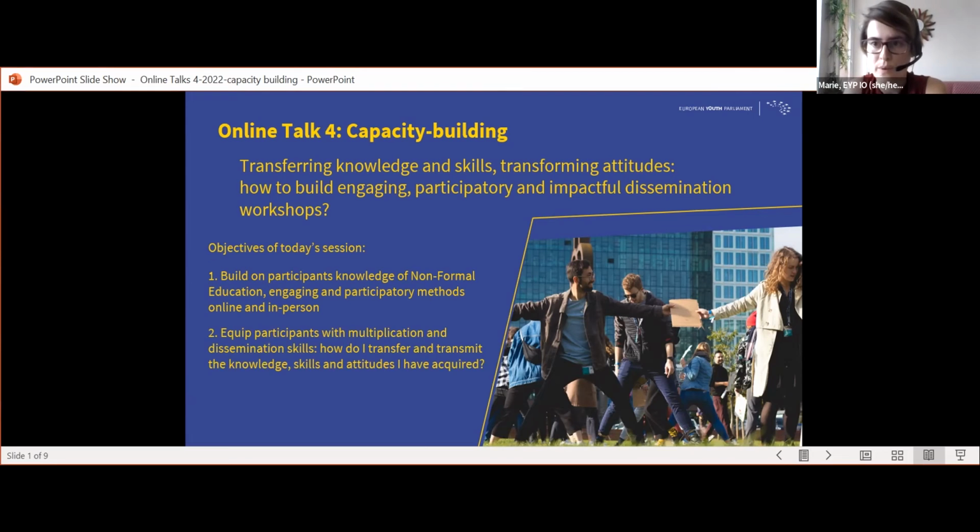So if you attend a workshop that you really appreciated and enjoyed, and you want to transfer what you learned to your teammates, to your colleagues, to the rest of your NC, how can you do that? And the third objective is to equip you with tools for creating and organizing impactful workshops. We'll go first through the essentials of non-formal education, so the different criteria, and then through the different sides of capacity building.